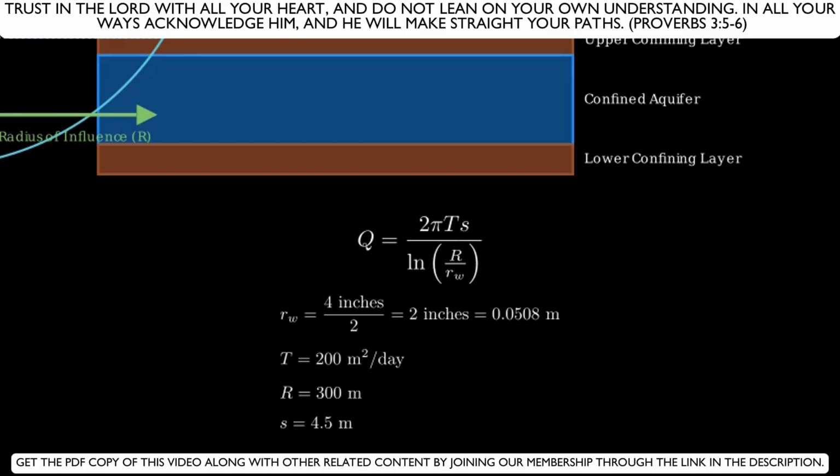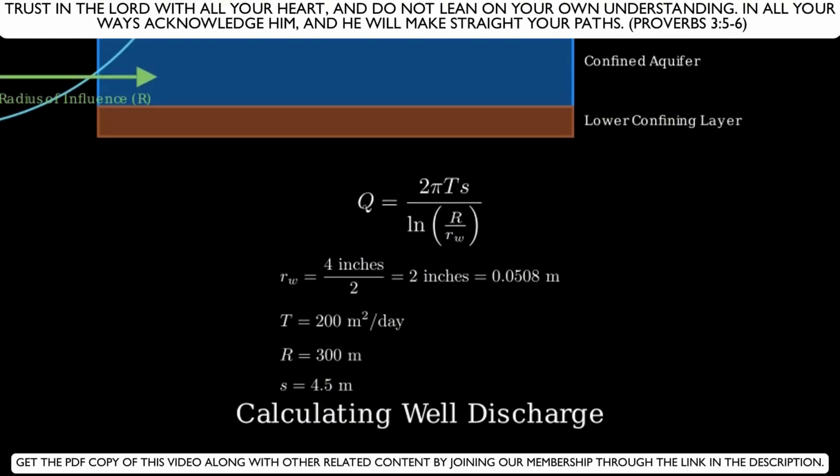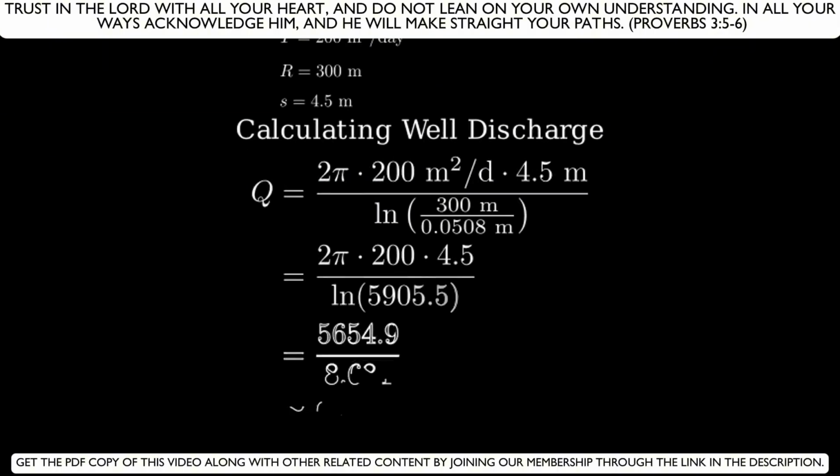Now let's substitute these values into Thiem's formula to calculate the well discharge. Q equals 2 pi times T times S divided by ln of R over r_w, substituting our values. Q equals 2 pi times 200 times 4.5 divided by the natural logarithm of 300 divided by 0.0508. This gives us Q equals approximately 651.5 cubic meters per day.